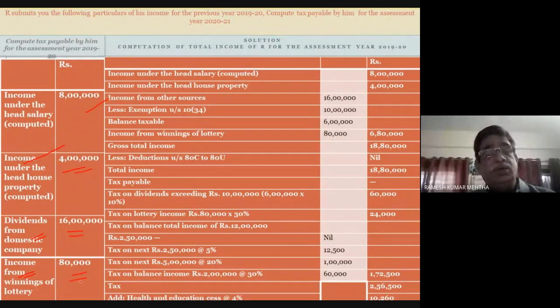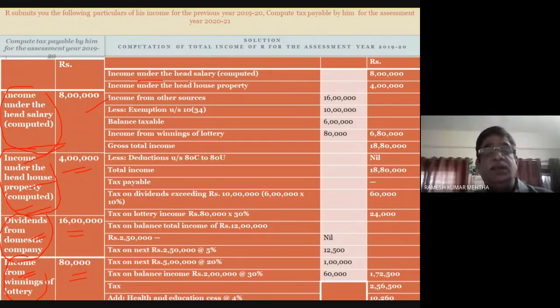As I told you in the previous problem, there are five sources of income: income from salary, income from house property, capital gains, profits or gains from business or profession, and finally income from other sources. These two are income from other sources. This is income from house property and this is income from salary. But this person doesn't have any income from capital gains, nor from profits or gains from business or profession. So let's compute his total taxable income and tax payable.